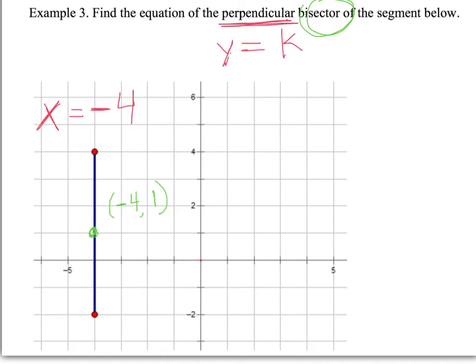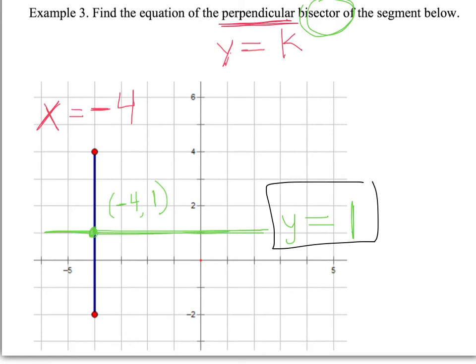And if I want this to be perpendicular, I think it should look something like so. Well, what would the equation of this line be? Well, it's y equals something. What is that something? Hopefully you are saying at every single point along this line, the y value is 1. So there you have it. That is the perpendicular bisector. Booyah.